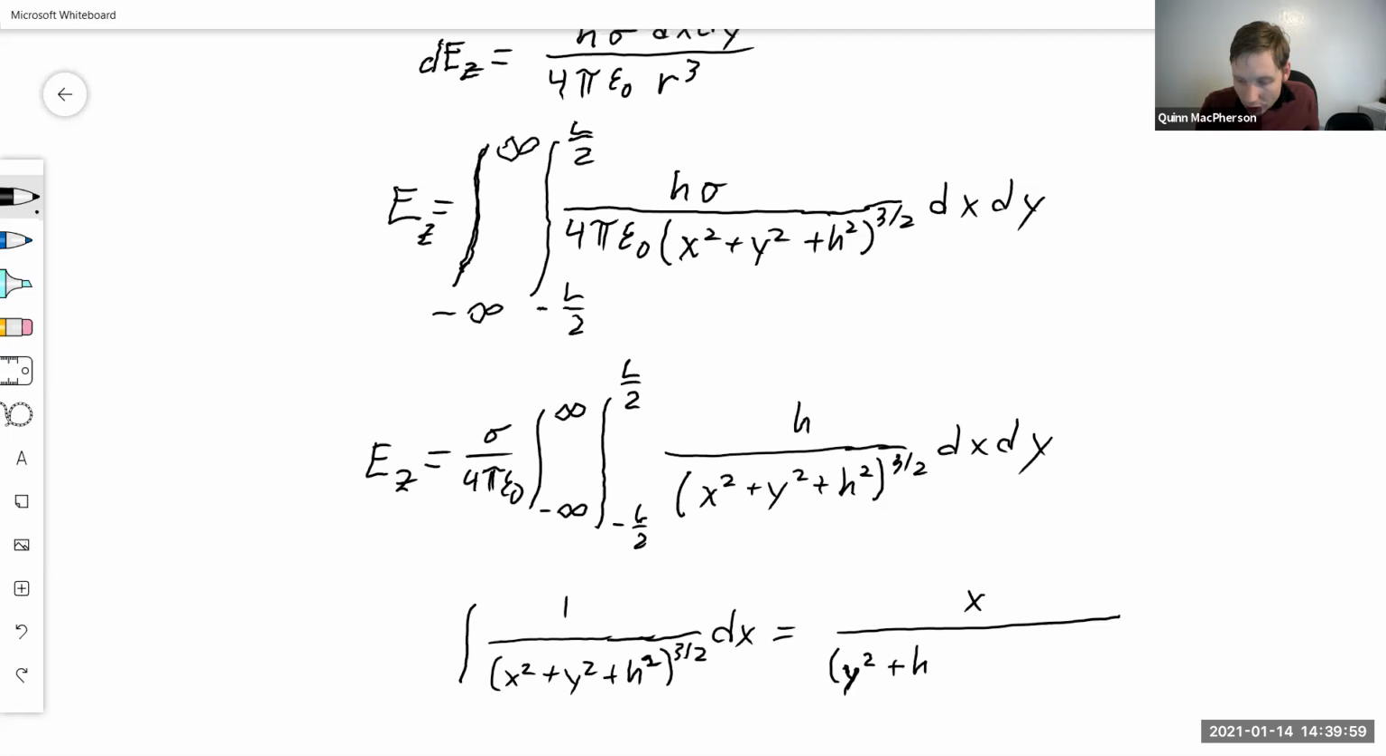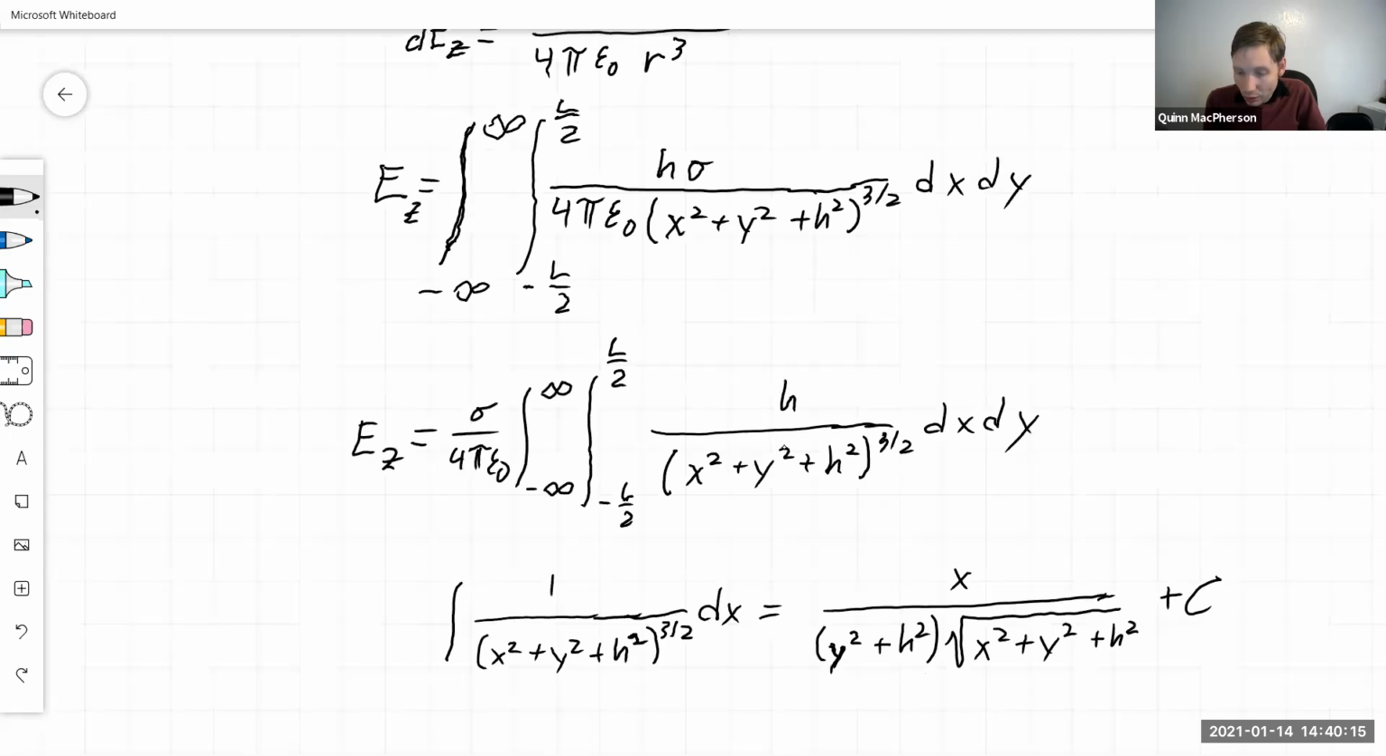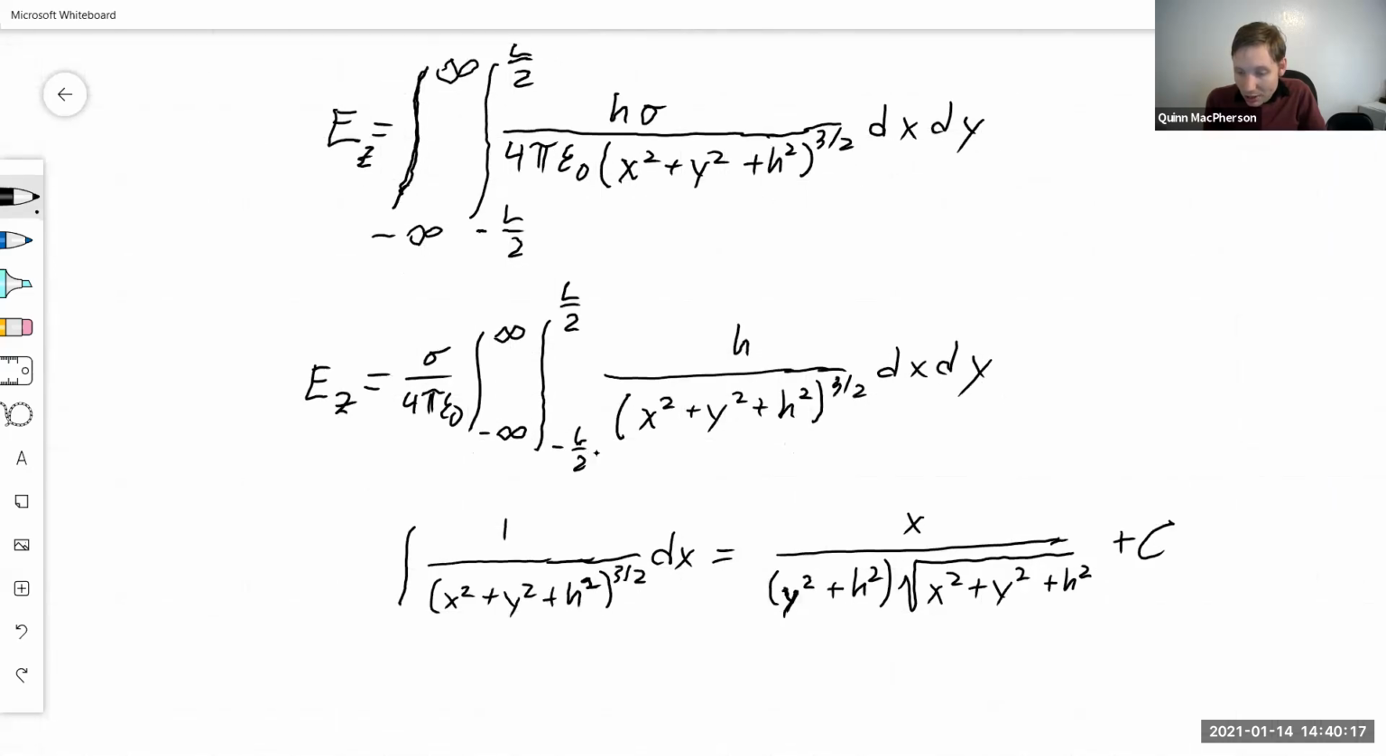Plus h squared, the square root of x squared plus y squared plus h squared, plus c, because this is an indefinite integral. Okay, so now, because I have the integral, I'm going to plug in my two limits: x equals minus L over 2 and x equals plus L over 2.